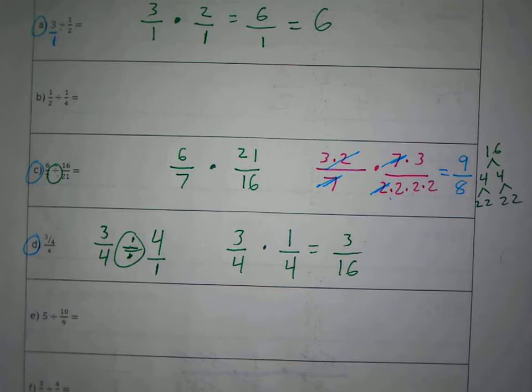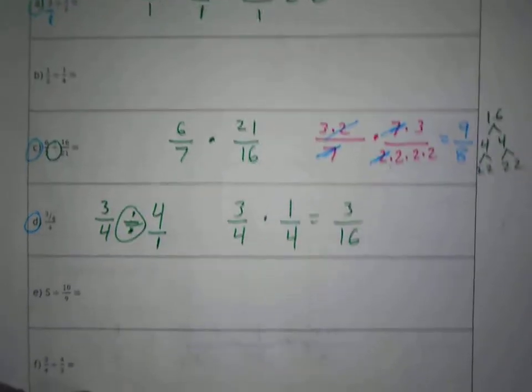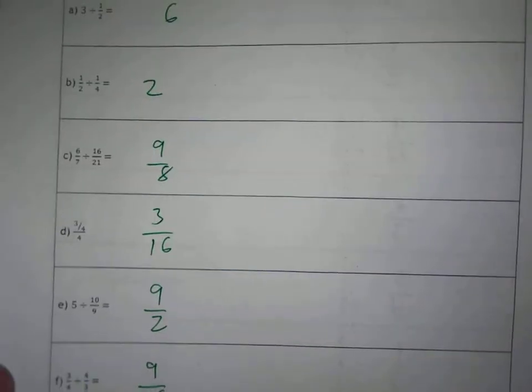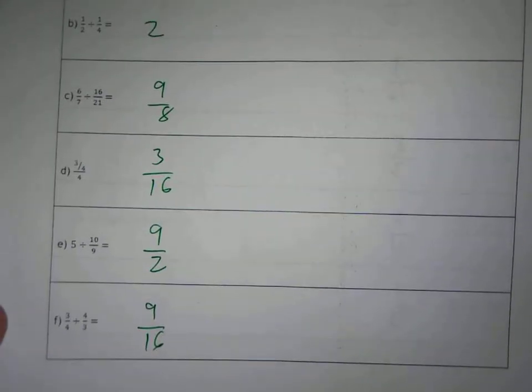Right? And so I did A, C, and D. I want you to try B, E, and F yourself. And when you're finished, you should get those. Okay?